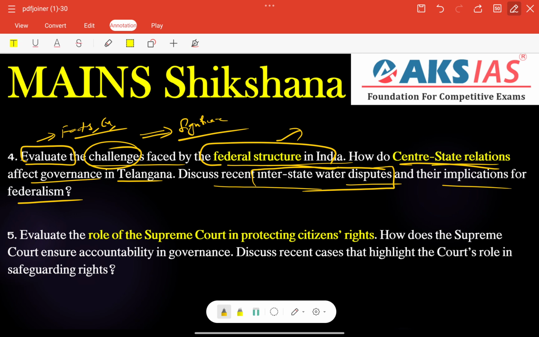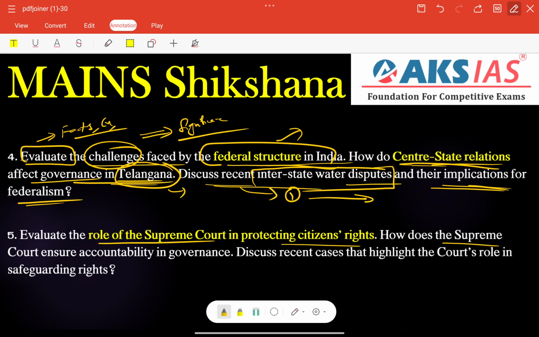Next, how do center-state relations affect governance in Telangana? Especially, we need to focus on these keywords here. The Telangana term is also included here, right? So we need to focus on center-state relations affecting governance in Telangana. Discuss recent interstate water disputes and their implications for federalism. This is also very important. We need to provide one important particular dispute and also its implication. That's it, simple.